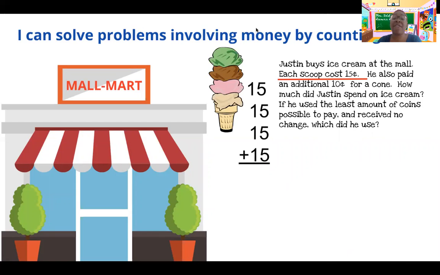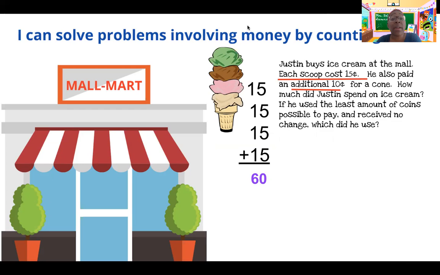So we're going to add 15 plus 15 plus 15 plus 15. Well, what is 15 plus 15? That's right, it's 30. Plus another 15, 45, and one more 15 makes 60. So Justin spent 60 cents on the ice cream. Have we finished the problem? No, we haven't, because we have to keep in mind that he spent an additional 10 cents on his cone.